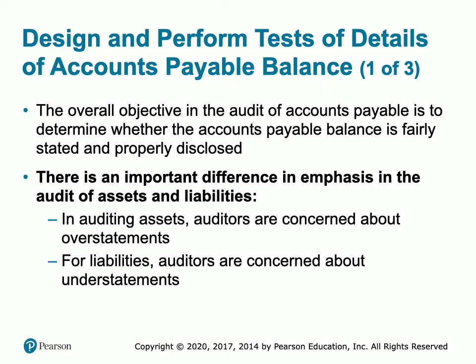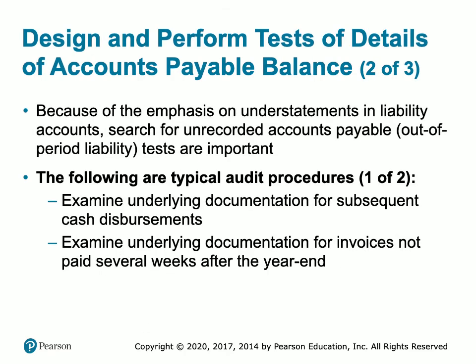So the best way to look for understatement is to go from detail to the ledger. This is the description of the search for unrecorded liabilities. You examine the underlying documentation for cash disbursements after year end. Let's say you're auditing December 31st. You take the first 15 days of cash disbursements, look at that cash disbursement journal, and run a statistical or non-statistical sample on the disbursements subsequent to year end for those 15 days.